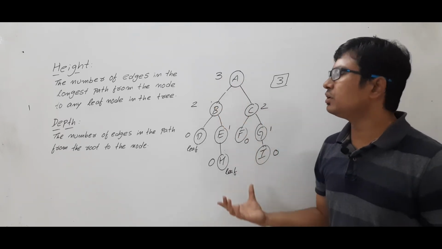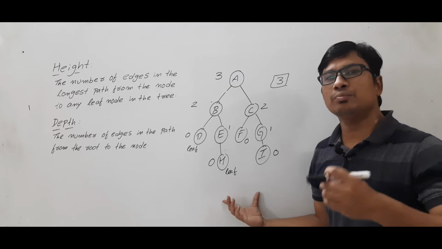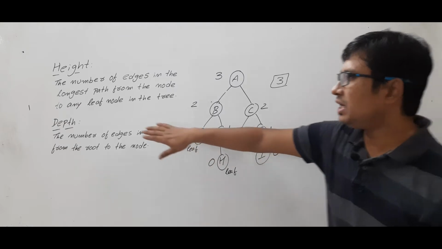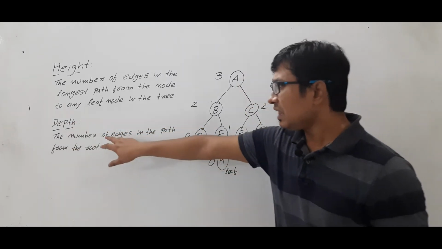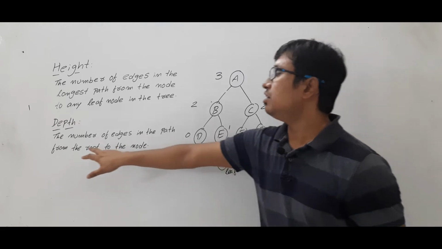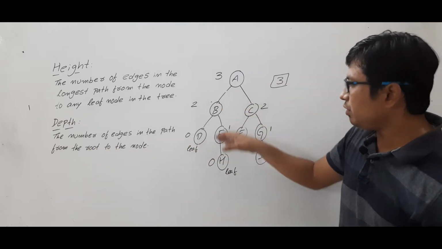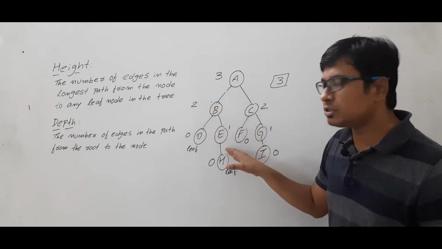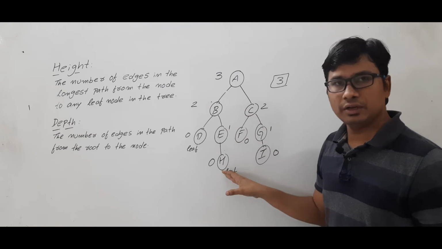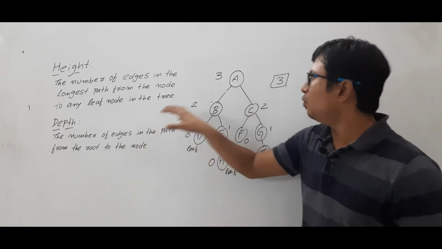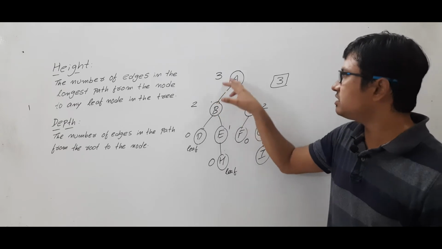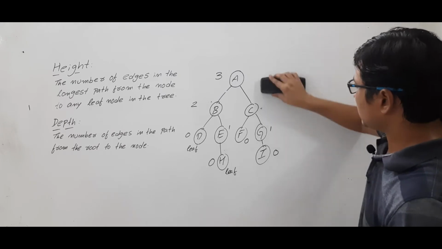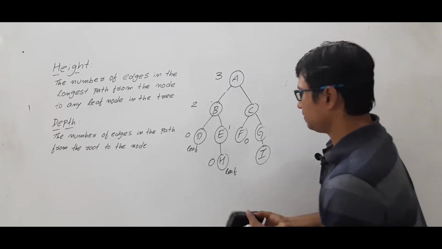With this example, I hope you have understood how to compute the height of each node and how to compute the height of the binary tree. Now let me discuss depth: the number of edges in the path from the root to the node. Whenever we compute the height, we compute the number of edges in the longest path from that node to a leaf node. But when computing the depth, we need to check the number of edges from the root node to that node. Let me erase this so that I can discuss the depth of each node.